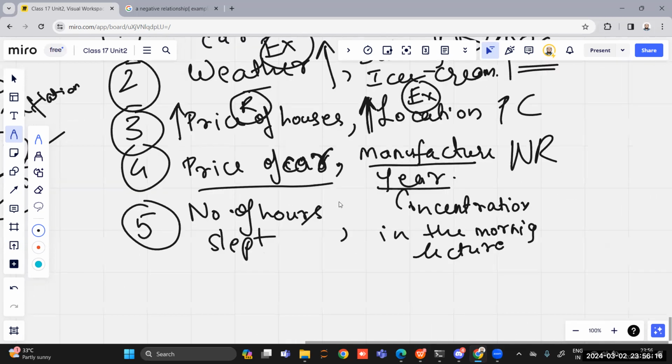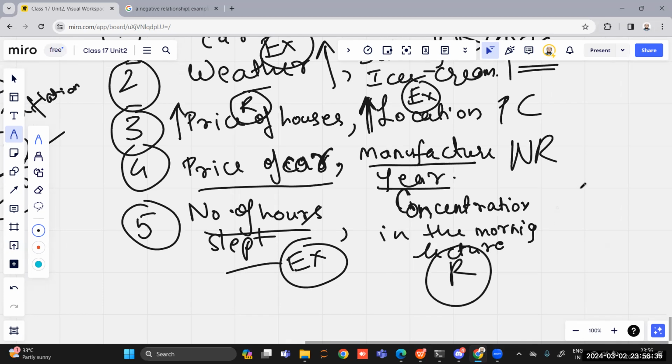Next, the number of hours slept and the concentration in the morning. The number of hours is explanatory, it's independent, and the other one is response. So is it increase or decrease?